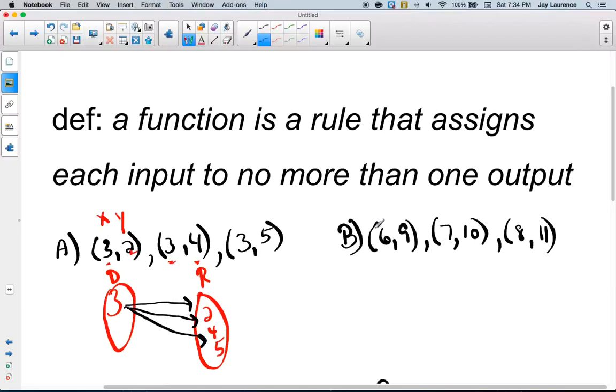All right, B has the points (6, 9), (7, 10), (8, 11). Is there any member of the domain, 6, 7, or 8, going to more than one member of the range? Well, let's see, 6 is only going to 9. 7 is only going to 10. 8 is only going to 11. So no. So this is definitely a function, whereas problem A was only a relation.